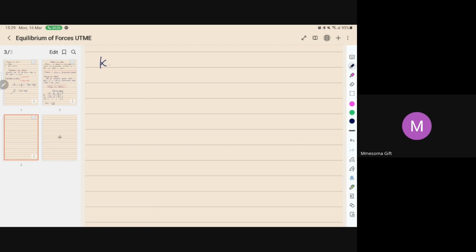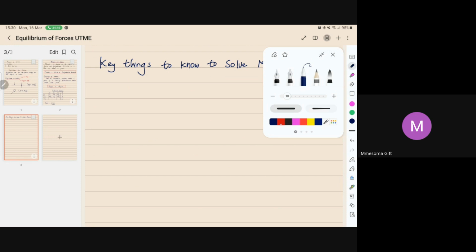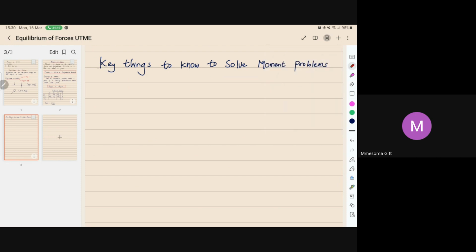Key things to know to solve moment problems. Now, in order to solve your moment problems, these are key things I want you to understand, because at this point, I want to make things easier. Though I like people understanding the concept or background of things, at this point, I think you guys can freestyle so you can cover up.